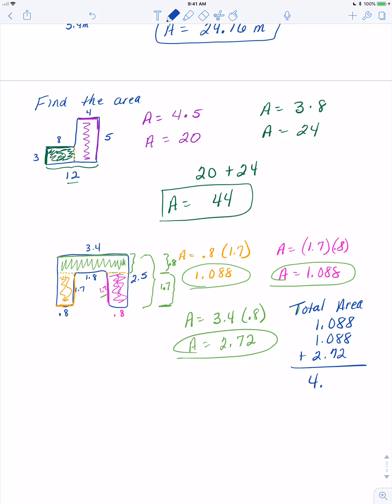So 4.896 is the total area. Okay, so just divide up those shapes into those rectangles, some squares, and you're able to find the area of those composite figures.